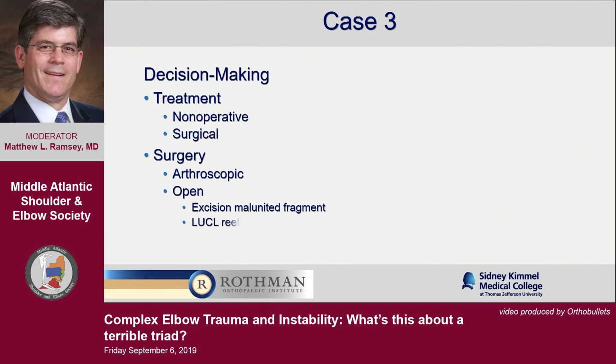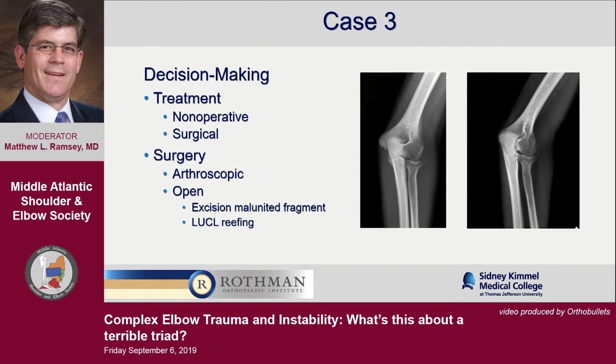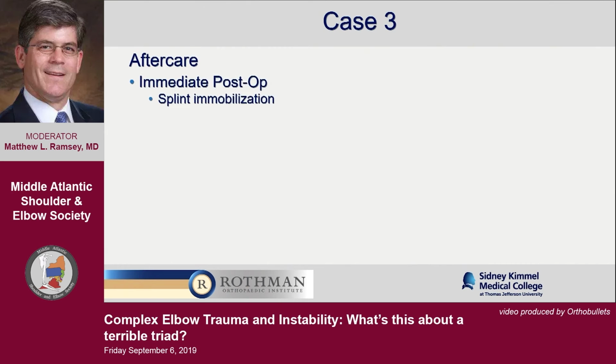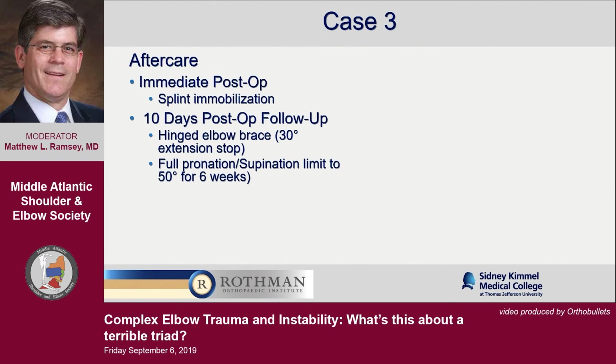So we opened him. So you took a look with a scope first? Yeah, and bailed reasonably quickly, and got the fragment out. It did reef his lateral side because he was a little lax afterwards. I didn't reconstruct it. I more just cinched it a little bit, and he's done well at this point. So splinted him, hinged brace just to protect the lateral side, and then allowed him full pronation supination, limited for about 6 weeks, and then progressed. And this is where he is at 3 months.